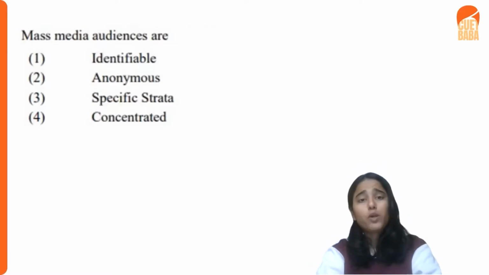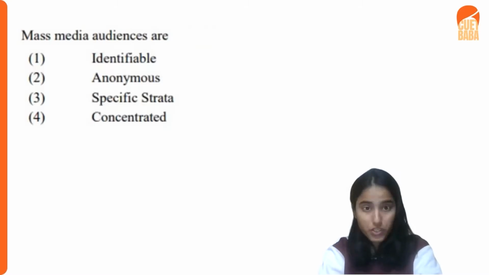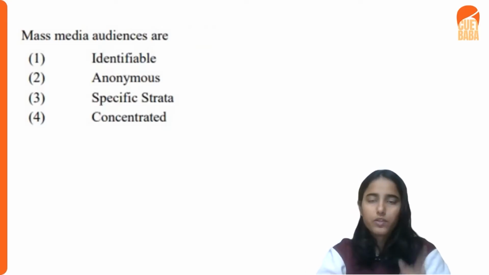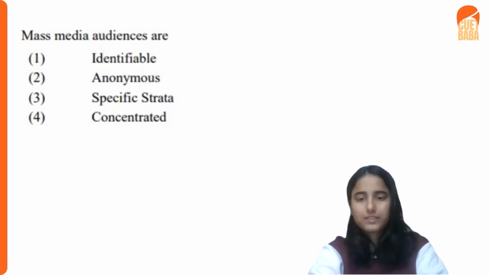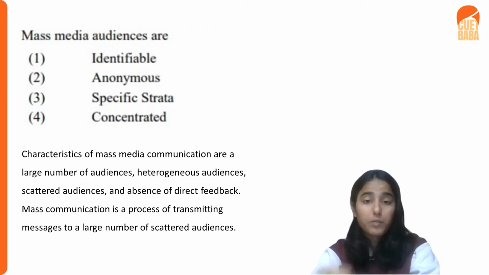Now moving on, mass media audiences are identified? No. Specific strata? No. Heterogeneous. Sorry, mass media audiences are heterogeneous in nature. Concentrated? No. Then we are left with only one option, that is anonymous. Okay, so here I've also mentioned the characteristics of mass media communication.